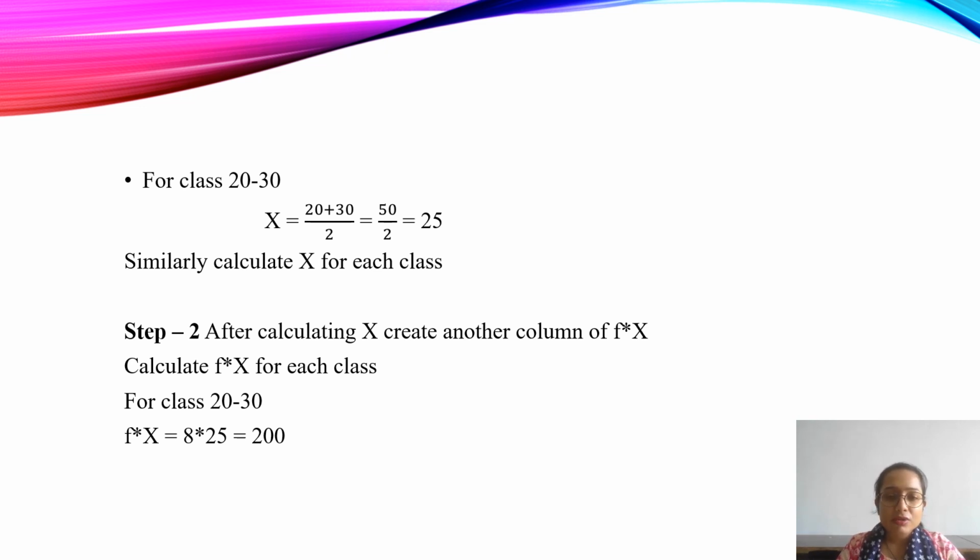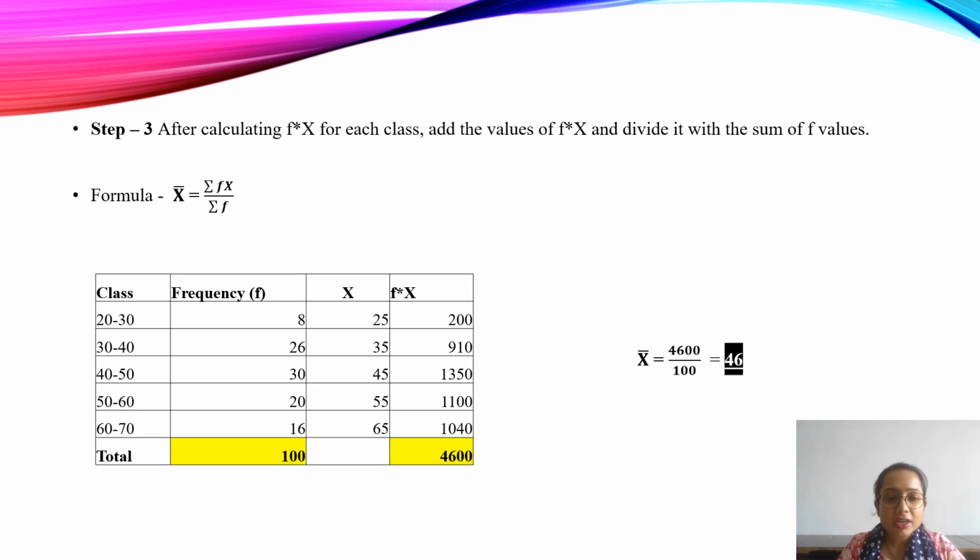After calculating all the values of x, then you have to create another column as f into x. Okay, in this you have to multiply each value of x by its respective value of f. Like for the first, the value of f is 8 and the value of x is 25. So 8 into 25, that is 200. Just like in the table, as you can see. So there are four columns: first for the class interval, second for the frequency, third for the x values, and fourth for the f into x values.